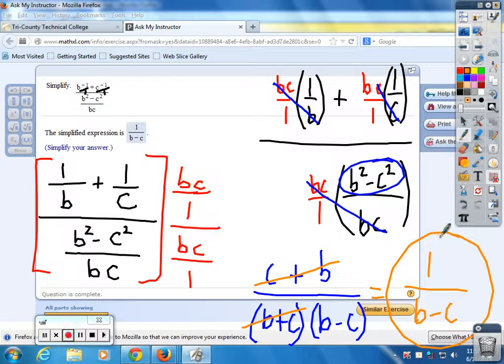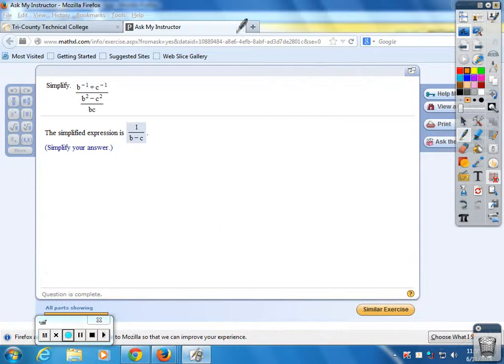So that's a good test question because you have to rewrite it before you start. Now, if you decided to distribute the denominator, it would work the same way. You would cancel everything out, you get the same answer. Okay?